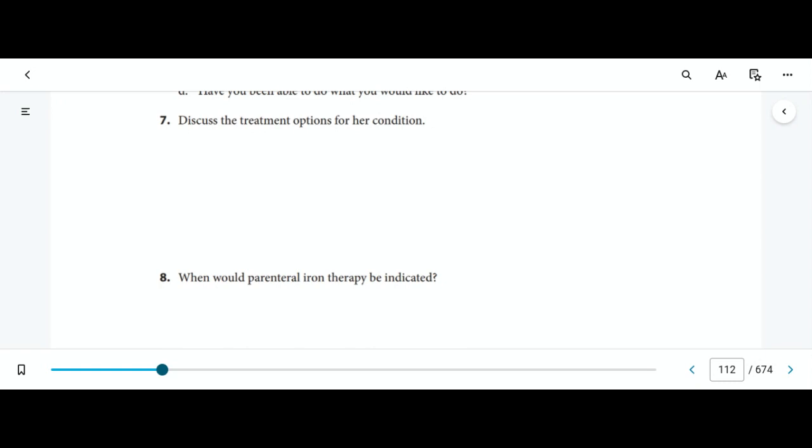Yes. What happens to the stool color? Scary stuff. When would we give her parenteral iron therapy? It can stain your teeth, you're right. So what does parenteral mean? Yeah, IV, right? So when would we give her iron, like IV iron?